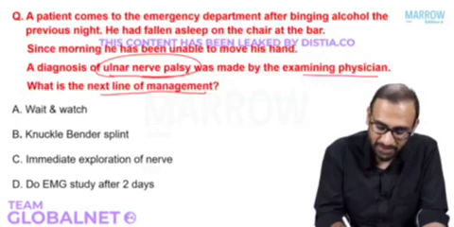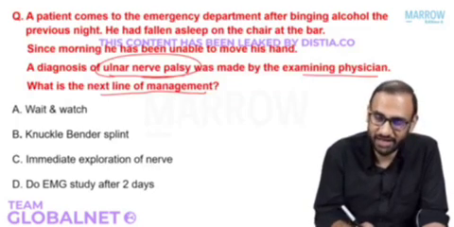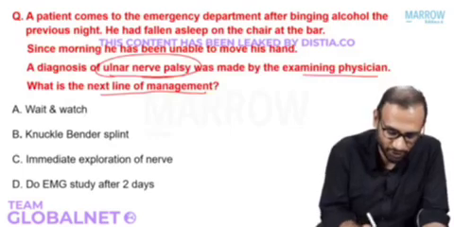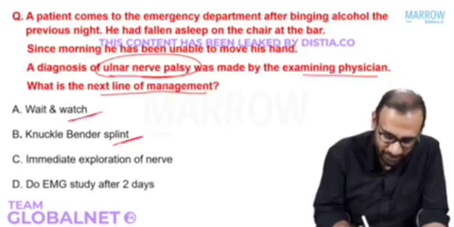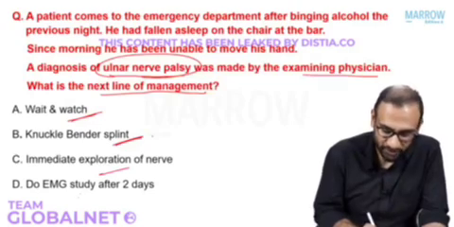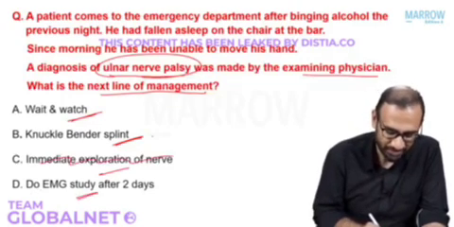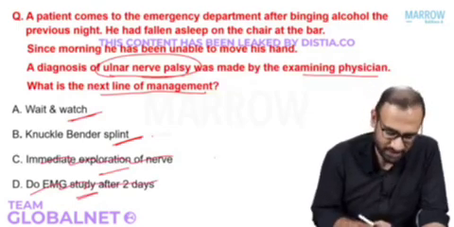So what should you do now? He has an ulnar nerve palsy and he got it compressed last night, so it's usually neuropraxia. So what should you do? Should you wait and watch? Should you give a knuckle bender splint? Should you go for immediate exploration of the nerve, or should you do electromyography testing after 2 days? Obviously, exploration is unnecessary. Electromyography within 2 days also is unnecessary.